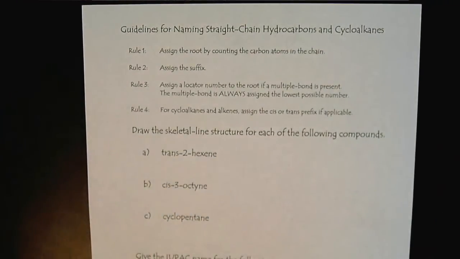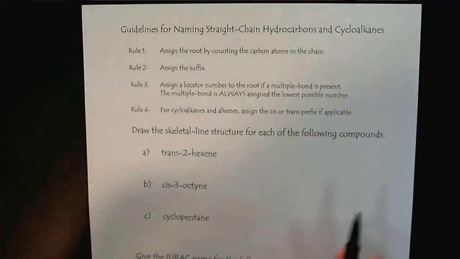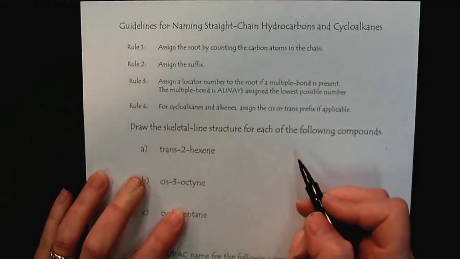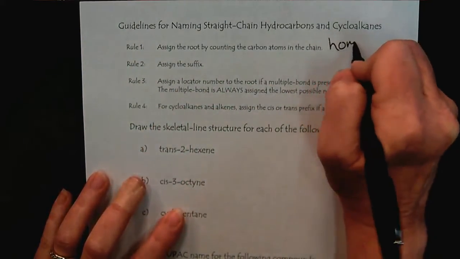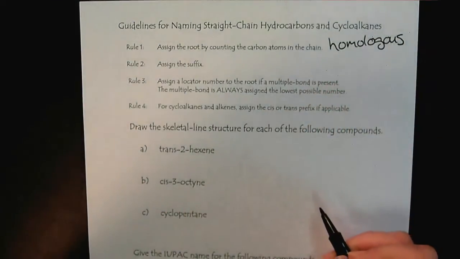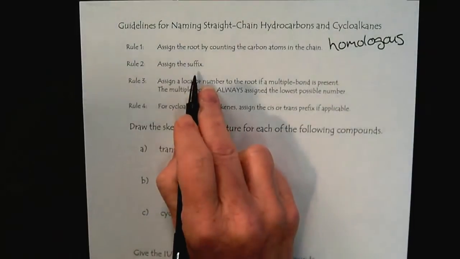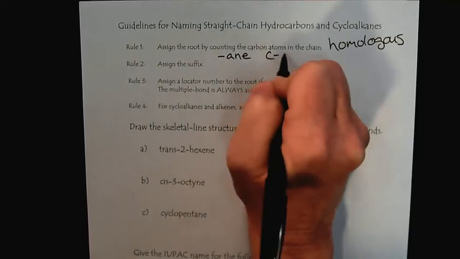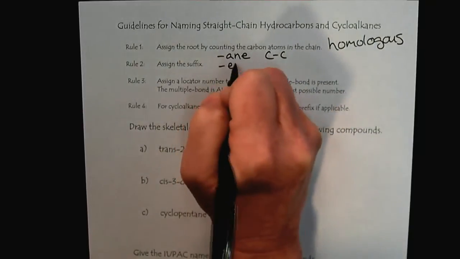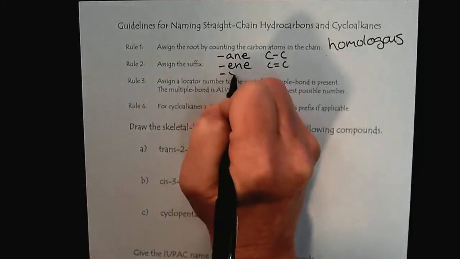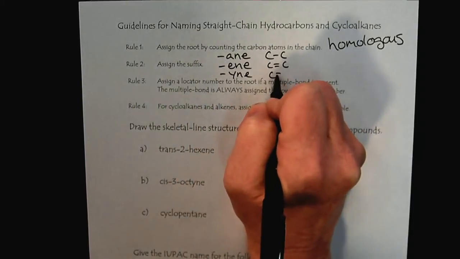Alrighty, so the first thing we do is count the carbons, right? We're going to find the root or the parent by counting the carbons. So that's where the homologous series comes in. Then we assign the suffix. If there are all single bonds, it's ane. If we see a double bond, ene, and a triple bond, yne.